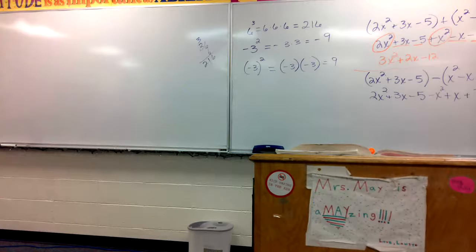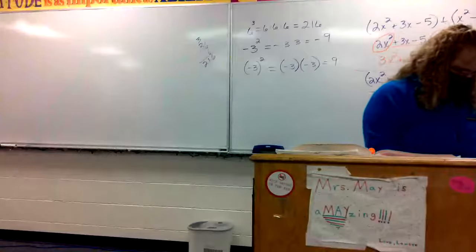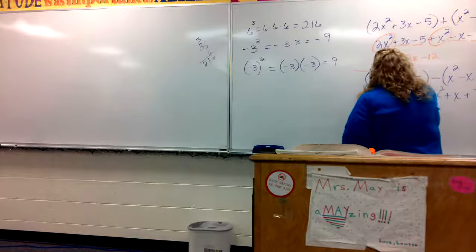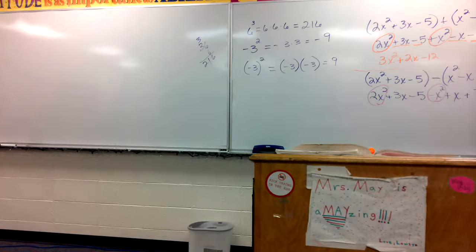And once you do that, then you're just combining like terms again, right? 2x squared minus an x squared. What's 2 take away 1, boys and girls?